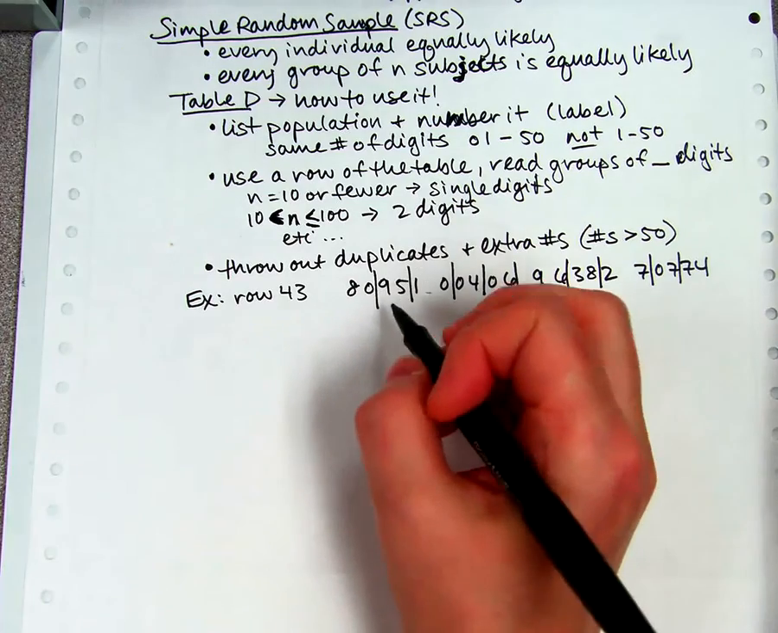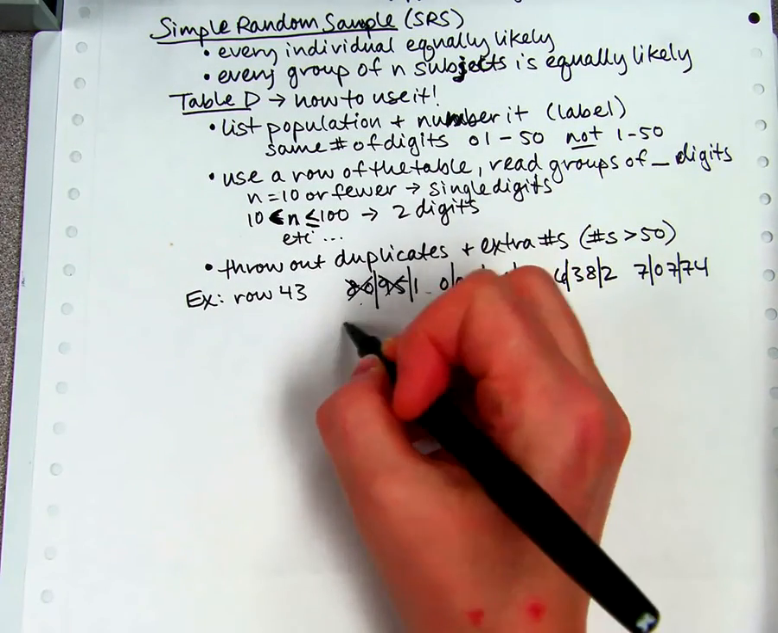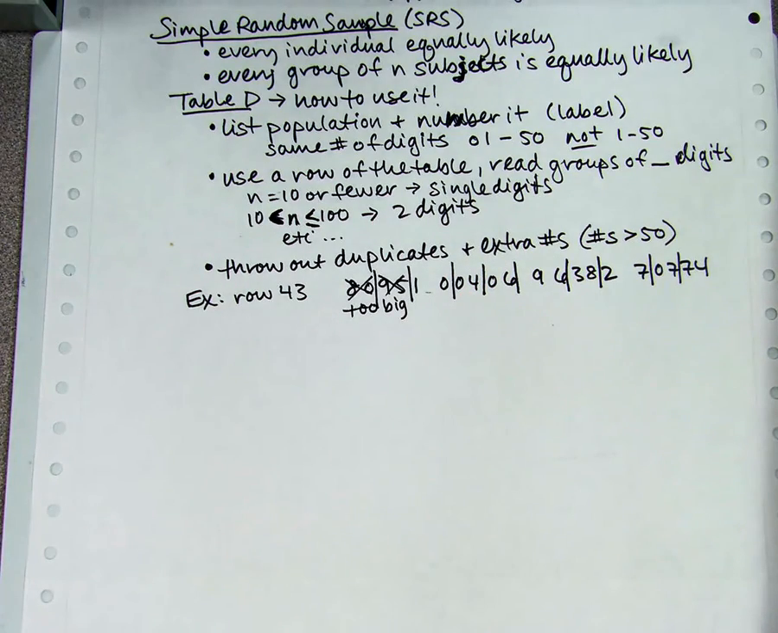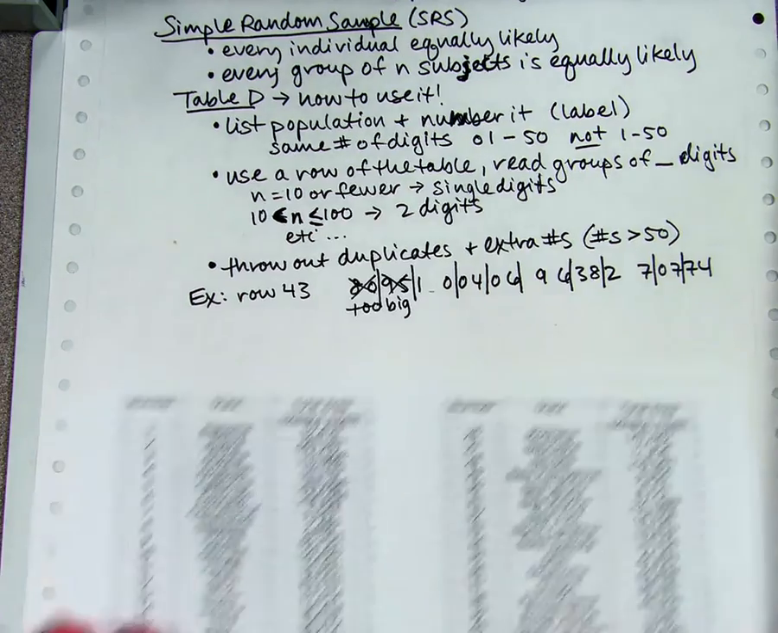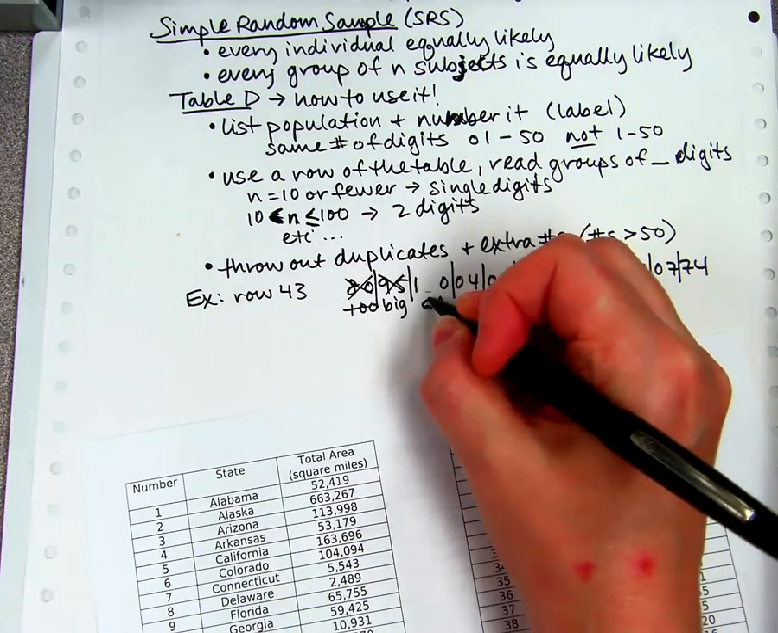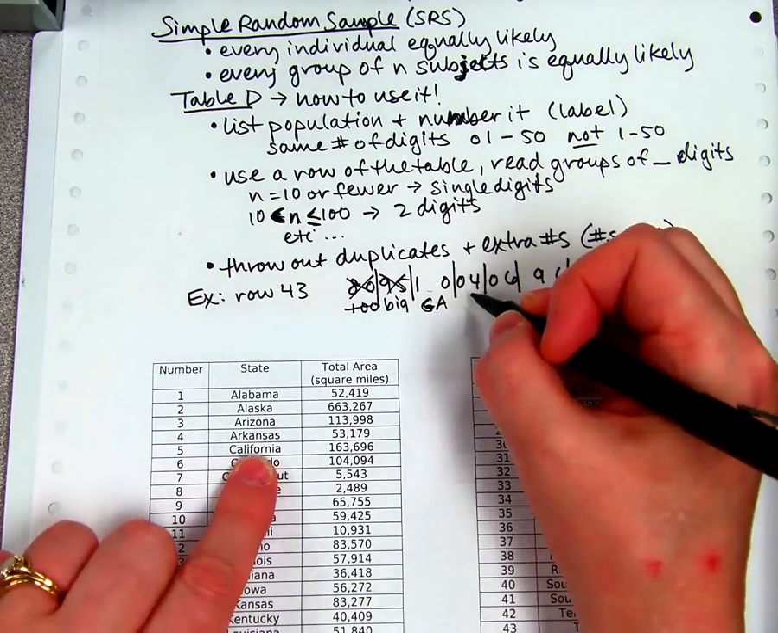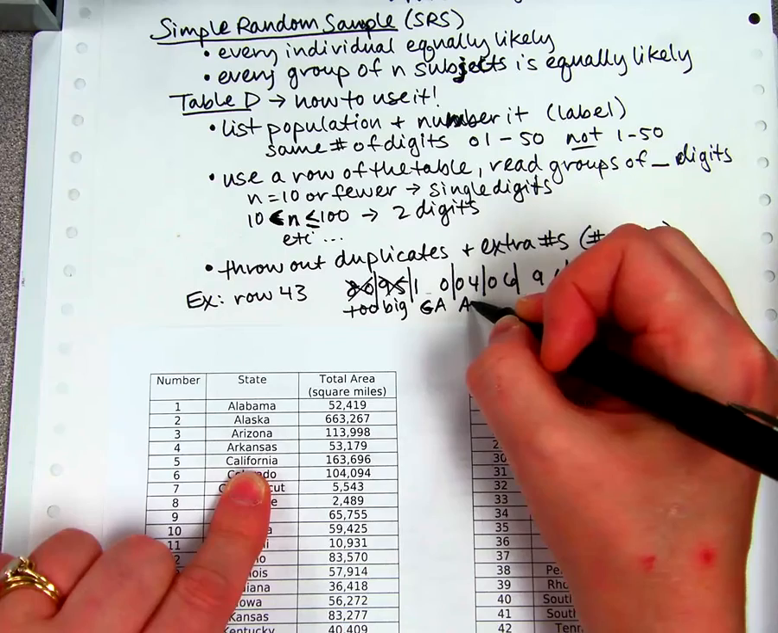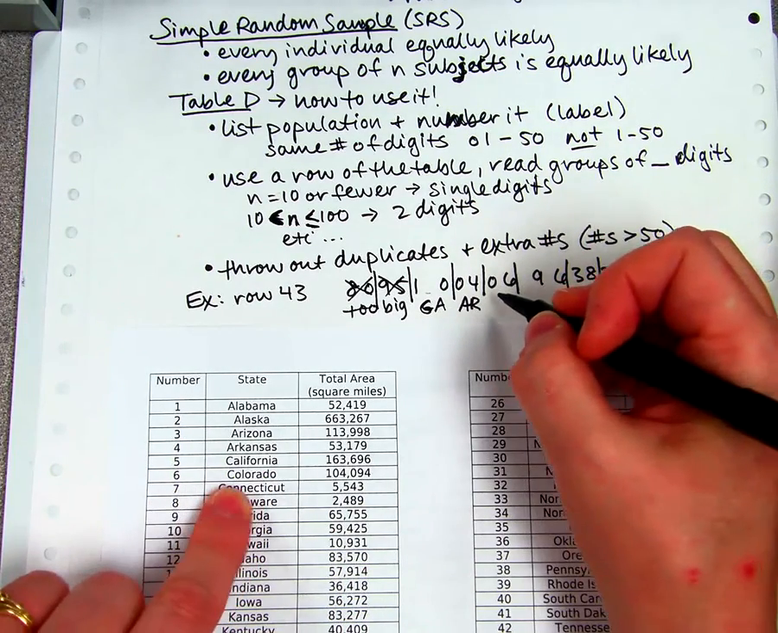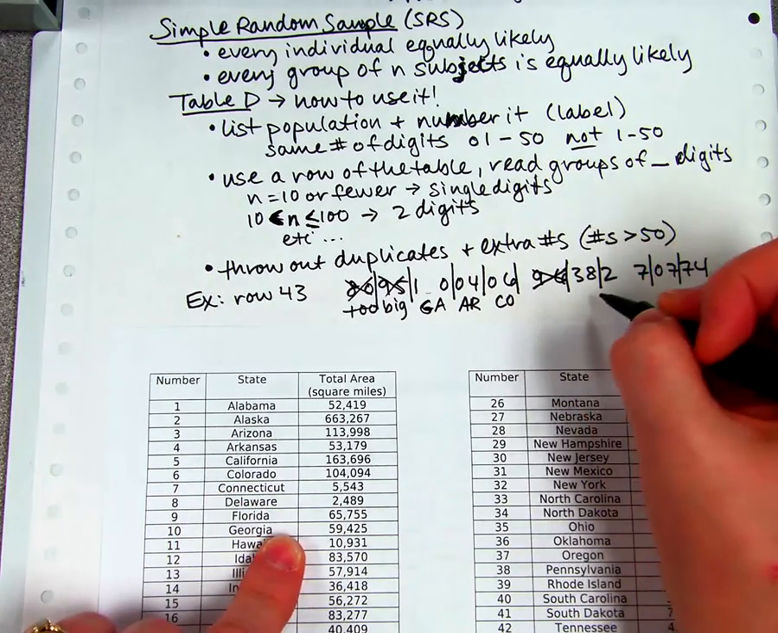I'm going to go down the row and decide what state they are. 80 and 95 are both too big. I'm throwing them out. 10, I can do 10. So I look at my list of states, and I see that 10 is Georgia. Okay. 4 is the next state on my list, and so that's Arkansas. I think that's AK or AR, I'm not sure. 6 is Colorado. 96, I have to throw that out because it's too big.